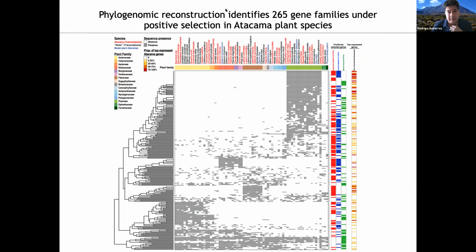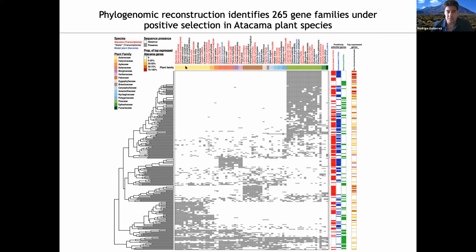So overall, we found 265 gene families under positive selection in Atacama using all these approaches that I just mentioned. And this graph shows presence or absence of these genes in all of the species. So here we have the species at the top, the Atacama are in red, the sisters are in black, sorry. And the plant families are color-coded again.